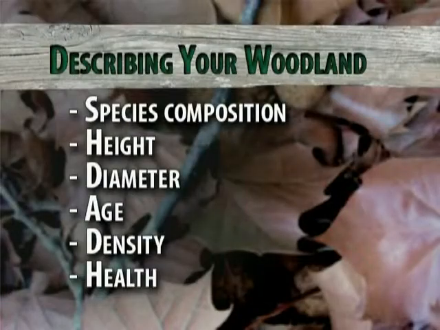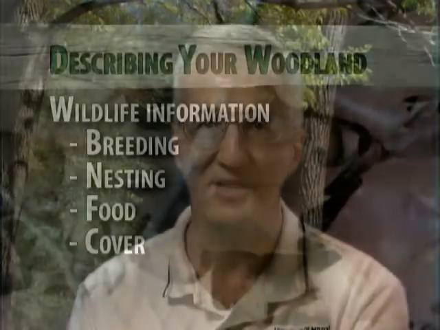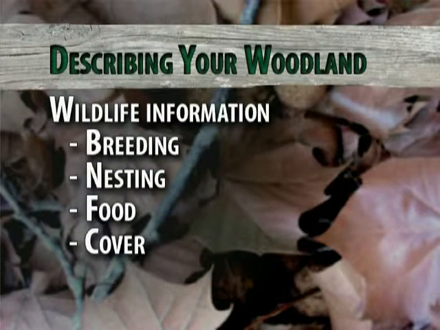The next step is to get a feel for your woodland to determine what resources you have. Species composition, tree height, diameter, age and density, and general forest health are important pieces of information to gather on your trees. But equally important is the information regarding sites for wildlife breeding, nesting, food, and cover.